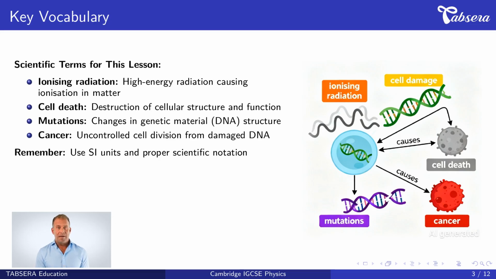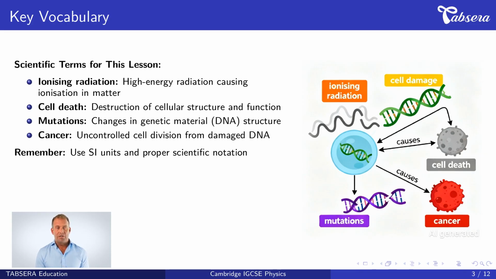Now let's define our key vocabulary. Each term is essential for understanding this lesson. First, ionizing radiation means high-energy radiation that causes ionization in matter by removing electrons from atoms. Second, cell death refers to the destruction of cellular structure and function when radiation damages vital components.